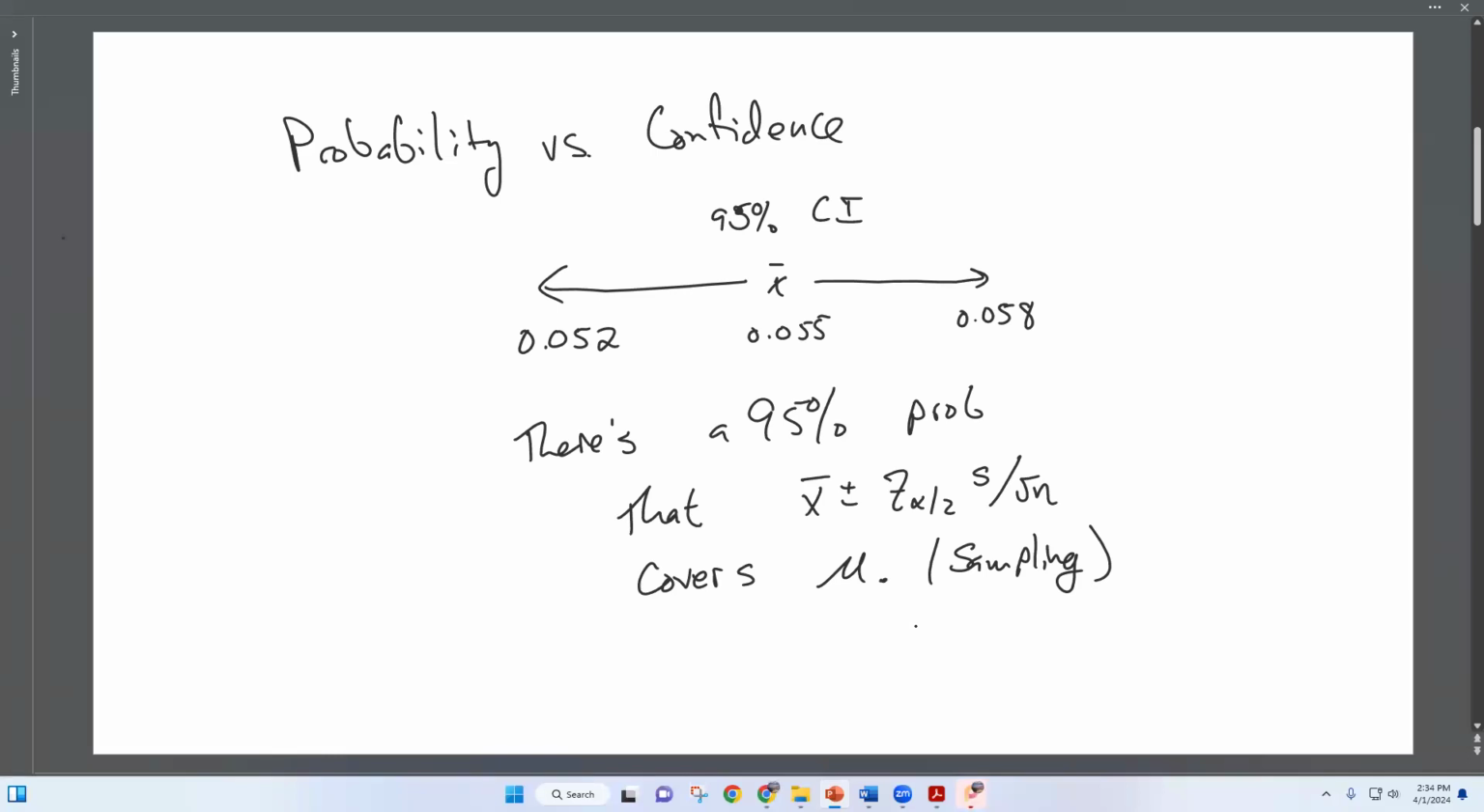When we calculate a confidence interval, we're saying we have 95% confidence that it encompasses the true mean with that type 1 error of alpha, which is just 1 minus our confidence level. And then when we think about the definition of a confidence interval, there's a 95% probability that it encompasses the sample mean over many confidence intervals that we might do.